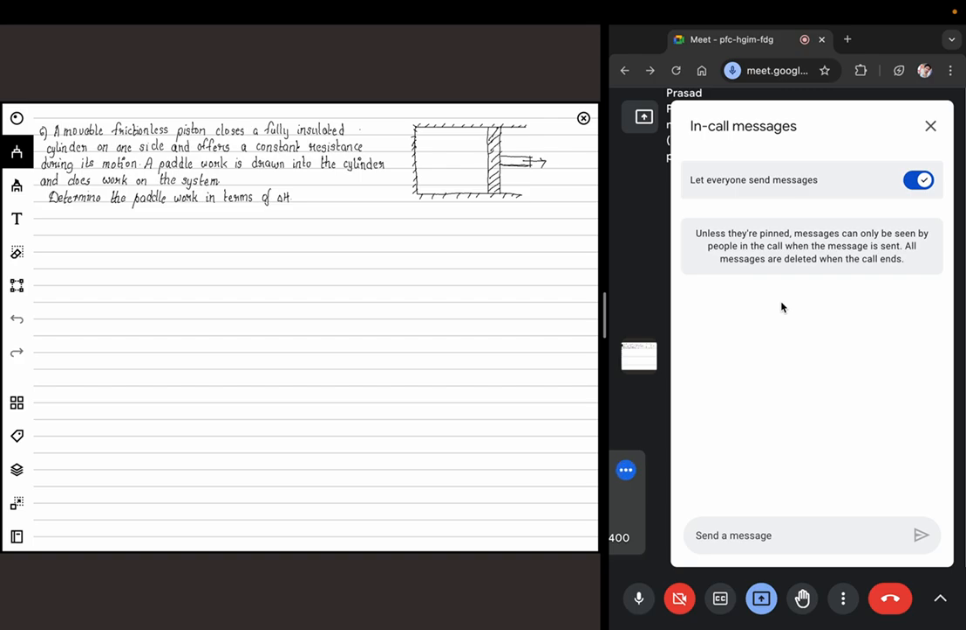A paddle work is drawn into the cylinder and does work on the system. Okay, sorry. So you have a paddle wheel that is rotating, which means you're externally doing some work on the system. So determine the paddle work in terms of delta H. Just as we discussed, if you apply the first law, delta U plus W, where your work done, now the entire system is insulated, so your Q will be 0.